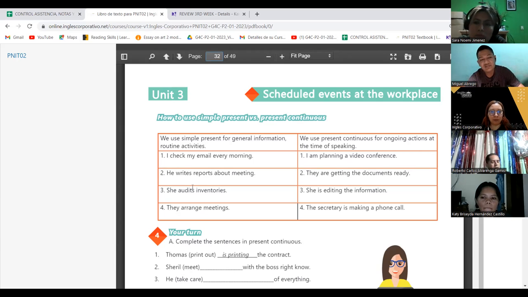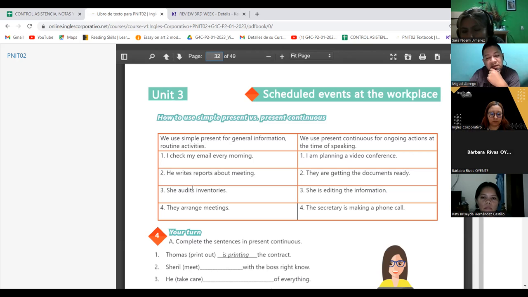Right? Good. Veamos la columna de present continuous. Miguel, por favor. Teacher. Diga. Una consulta. ¿Es los verbos de tercera persona en presente? Afirmativo. Presente simple, afirmativo. Ah, ok. Gracias. All right. Miguel, por favor. We use the present continuous for ongoing action at the time of speaking. I am planning a video conference. They are getting the documents ready. She is editing information. The secretary is making a phone call. Perfect. Thank you.